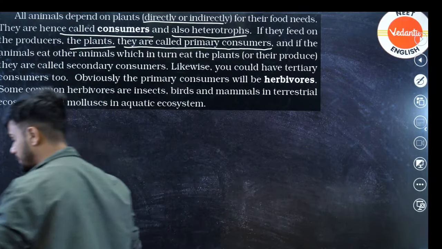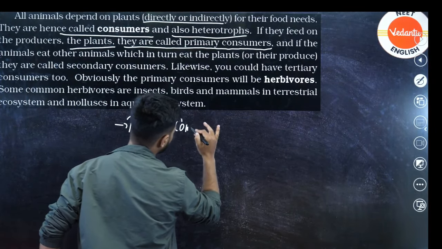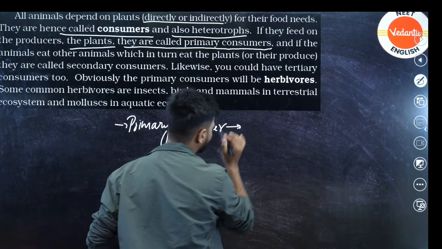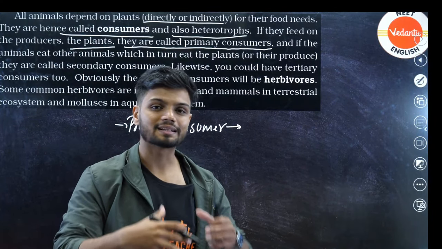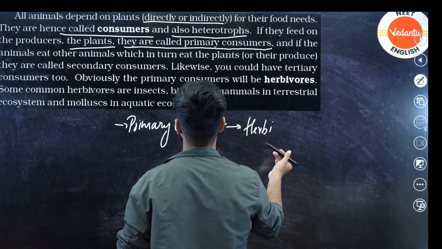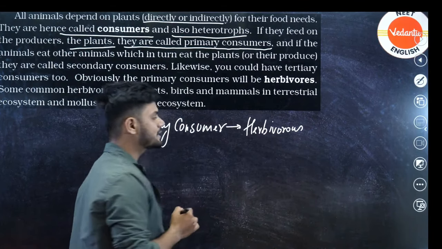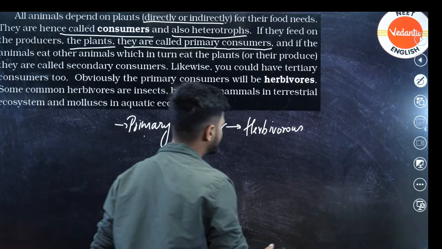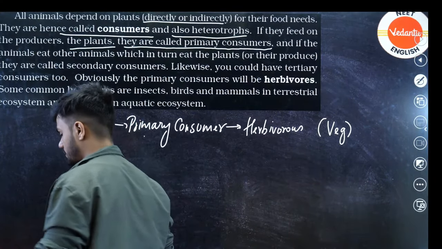Now, what is a primary consumer? Write down with me. First, we have the primary consumer. A primary consumer is directly eating the plants. Can we call them herbivores? Never mind. They're called herbivores. Primary consumers are the herbivores. These are the vegetarians. Okay? These are the vegetarians.